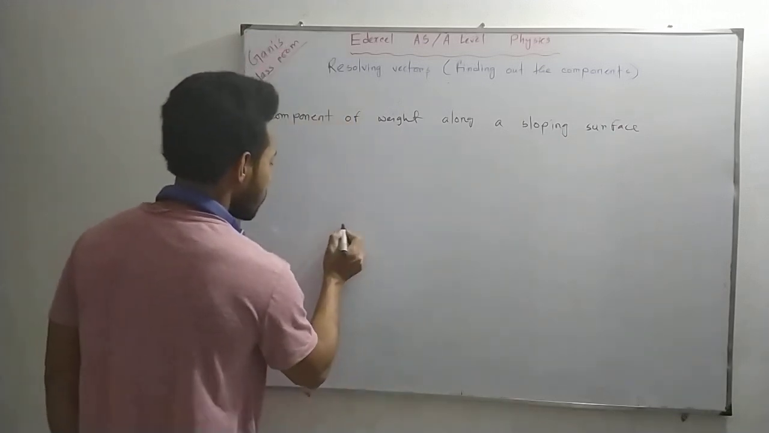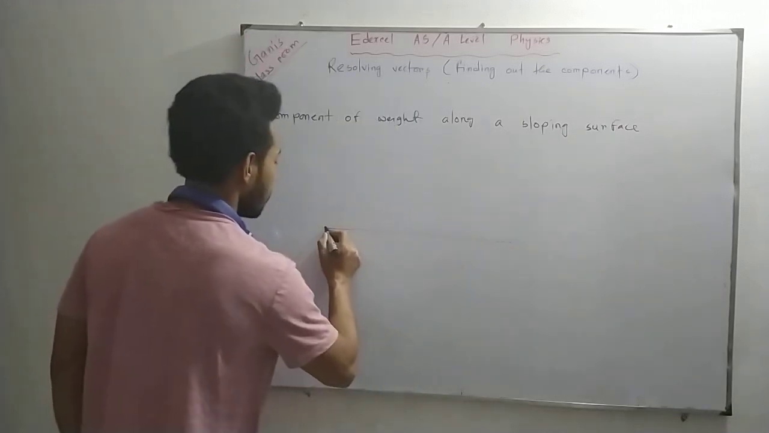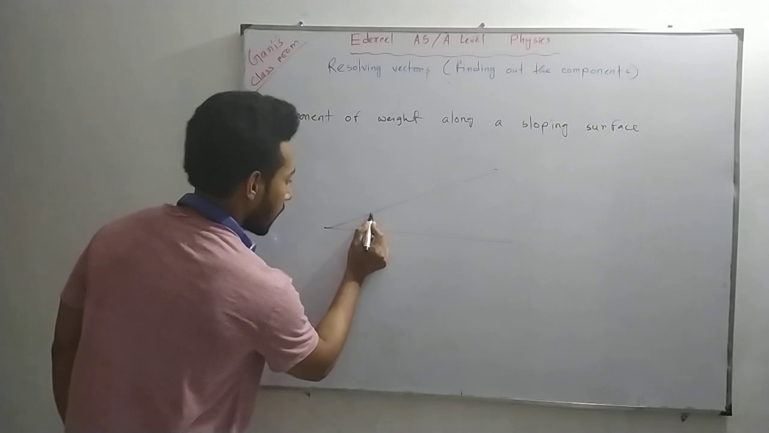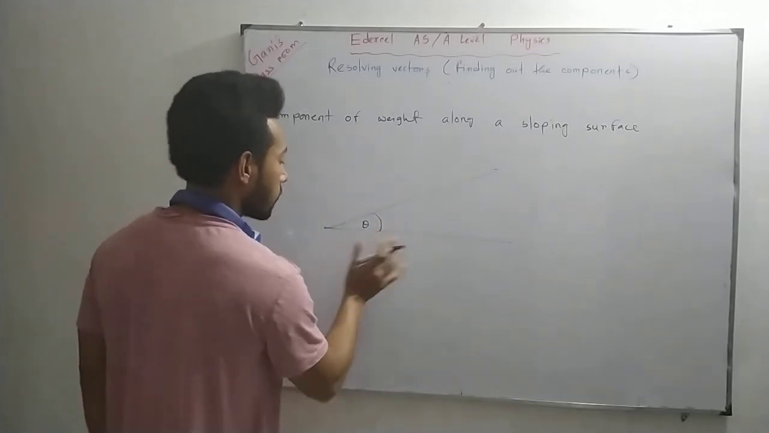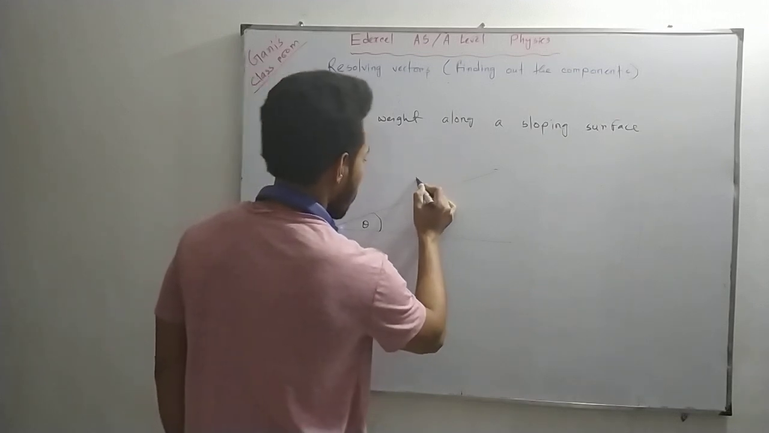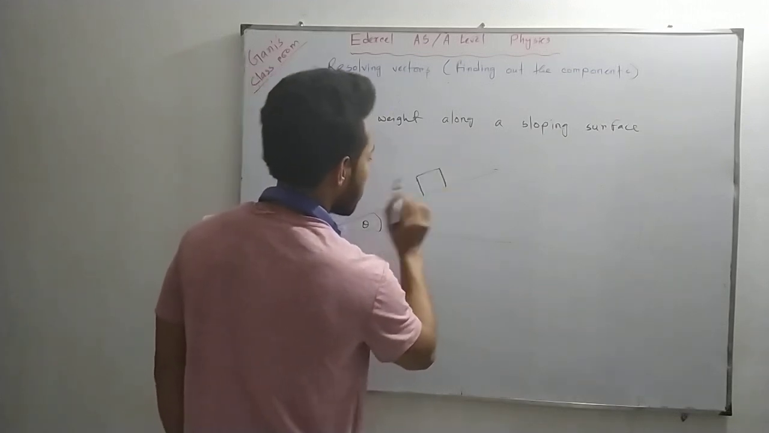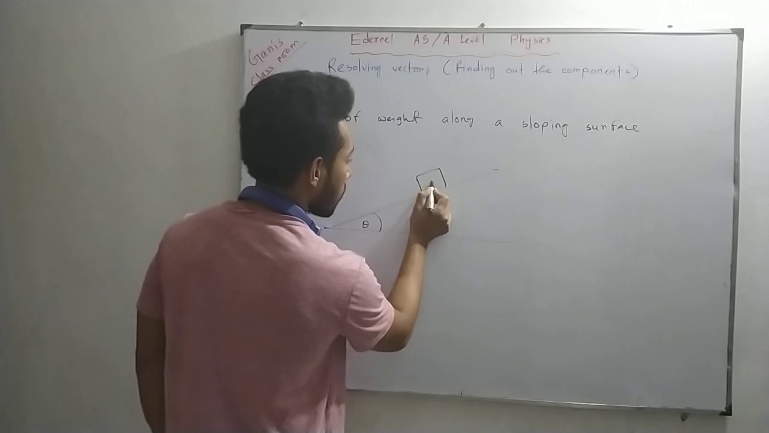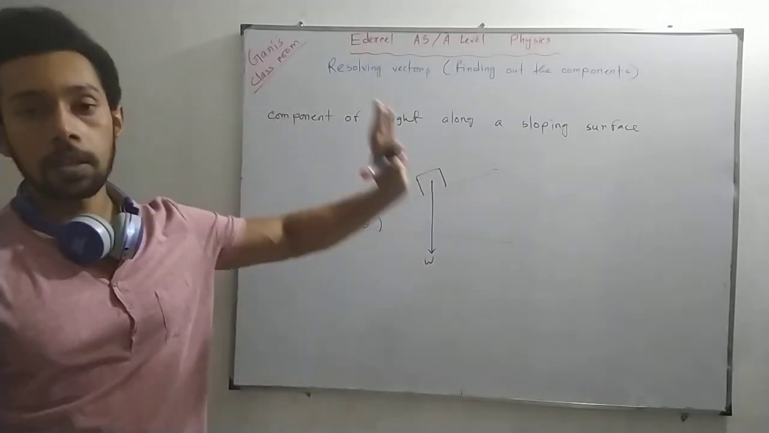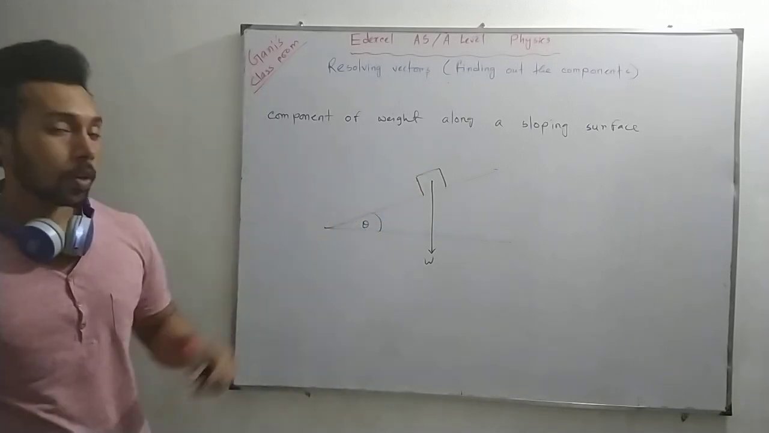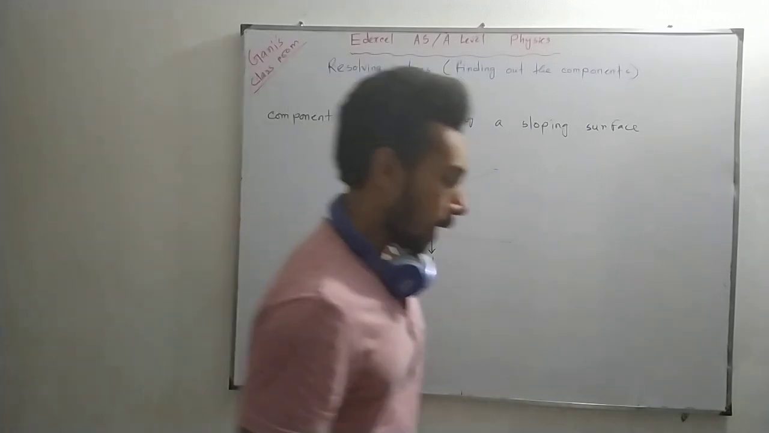Okay, suppose this is a horizontal line and this is a slope with an angle theta to the horizontal, and a box weighing W. The box having a weight W is placed on the slope, like this.